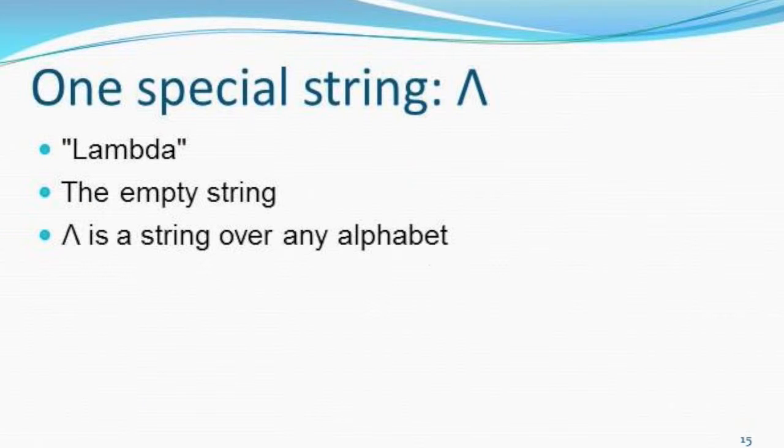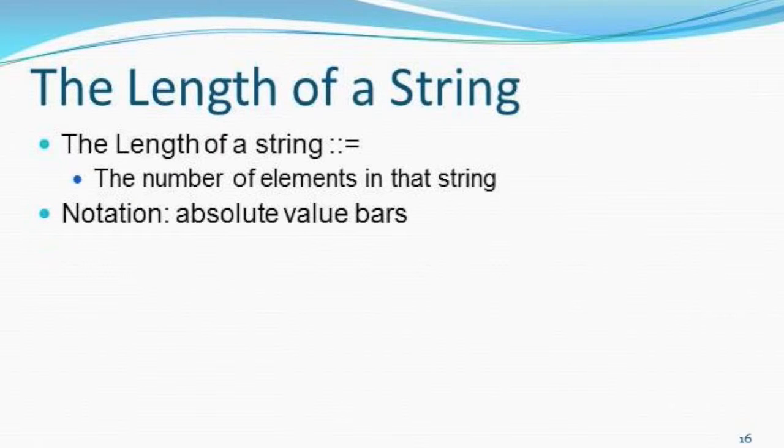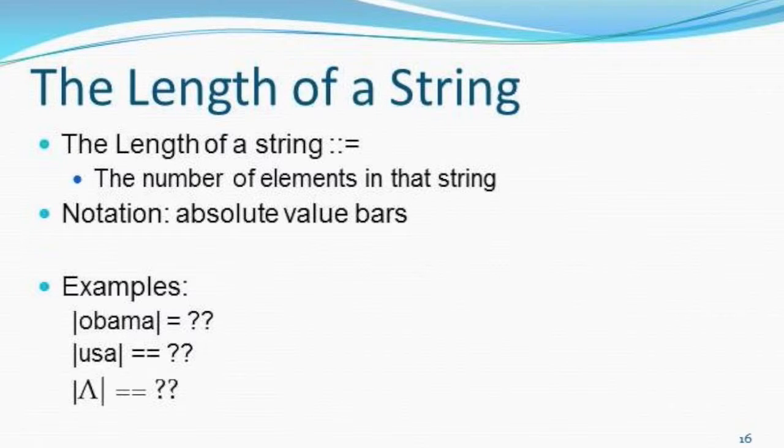We're going to use the Greek letter lambda to represent the empty string, and we're just going to say that lambda is a string over any alphabet. The length of a string we will define to be the number of elements in that string, and we're going to use absolute value bars to represent that. So if we want to know what are the lengths of these different strings, it's generally just the number of symbols in there. Of course, the length of lambda, the empty string, is in fact 0.